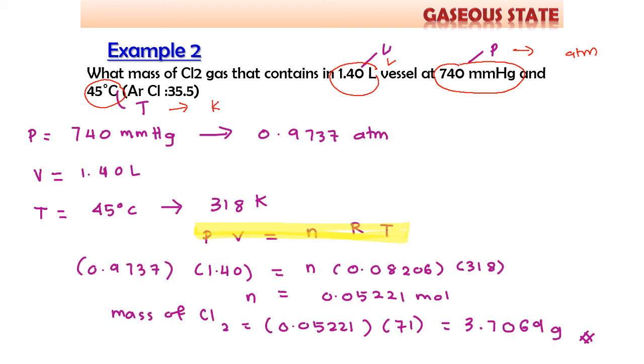Okay, so for this question, when you substitute, you will get n, the number of mole, which is this one, and then you need to find the mass of Cl2 gas. So mole is equal to mass over molar mass. Just substitute, and you will get mass is 3.7 gram. Don't forget to write the unit for the final answer.